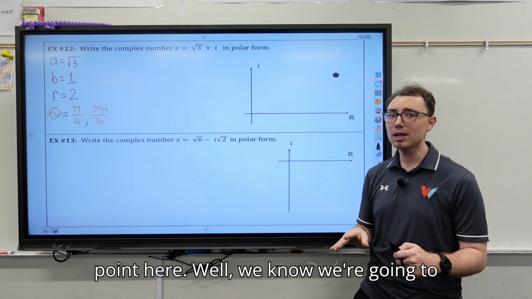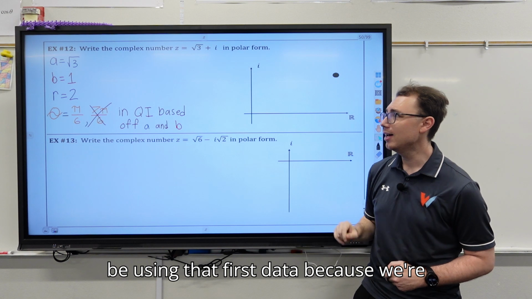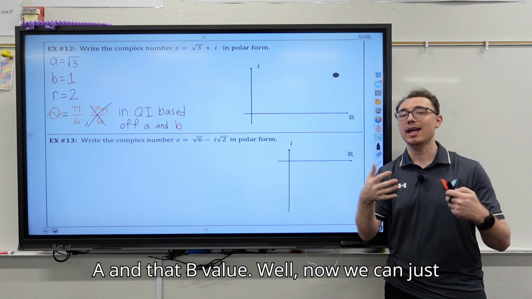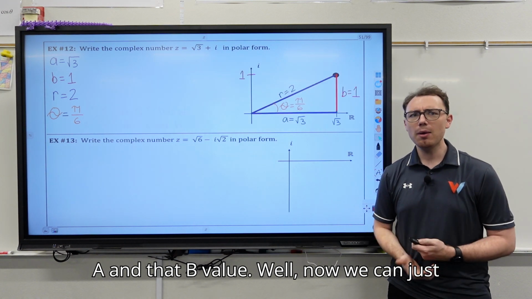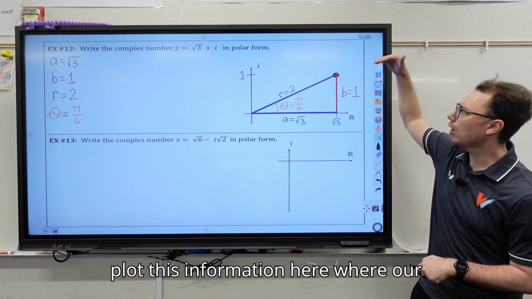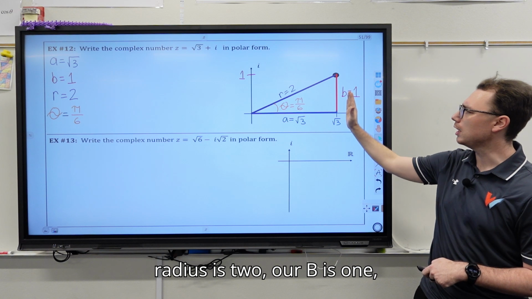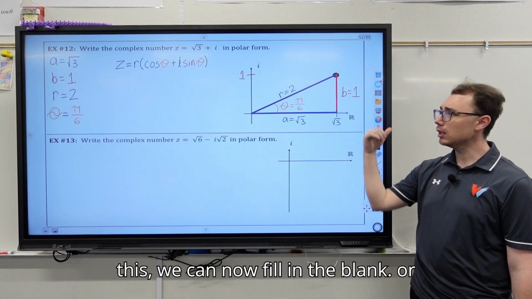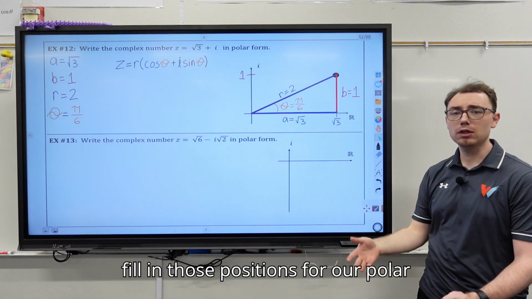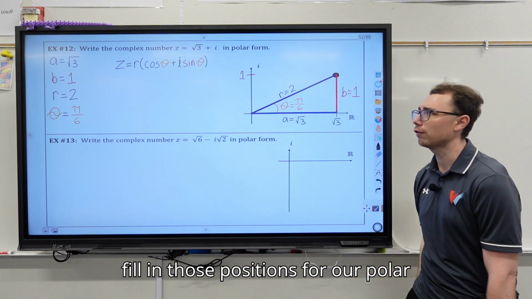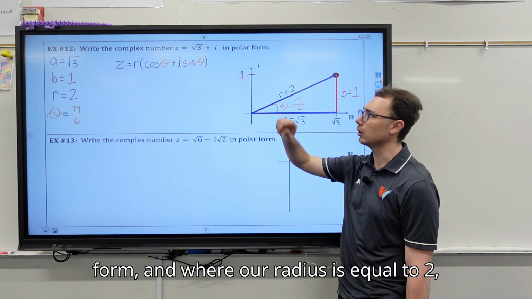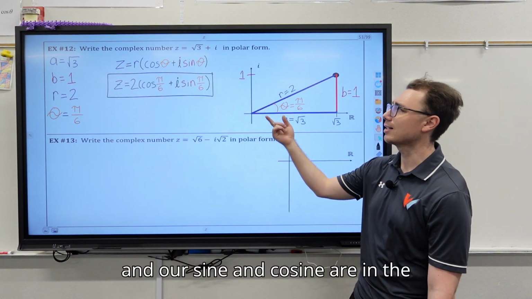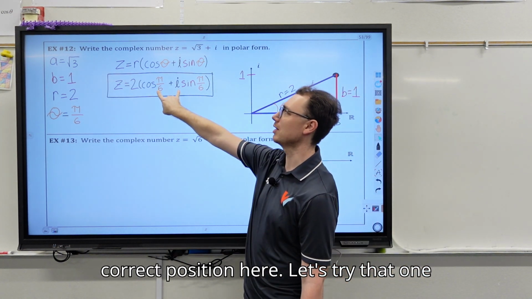Well, we know we're going to be using that first theta because we're in quadrant 1 based off of our a and that b value. Well, now we can just plot this information here where our radius is 2, our b is 1, and our a is root 3. With this, we can now fill in those positions for our polar form, where our radius is equal to 2, our theta is equal to pi over 6, and our sine and cosine are in the correct position here.